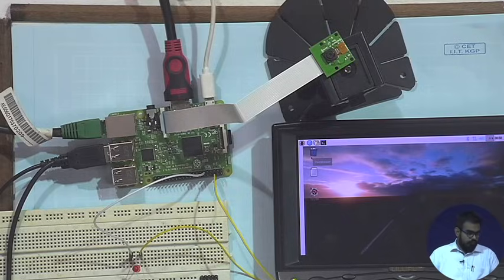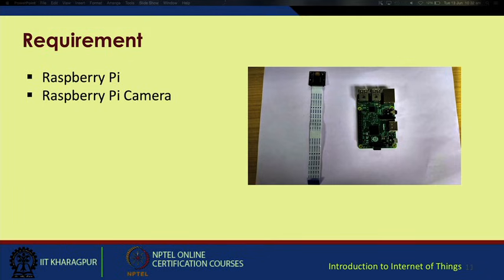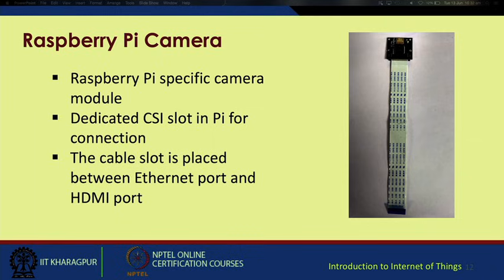Okay. Prior to this, we'll cover the basics of the camera. So, you'll need a Pi cam and a Raspberry Pi. Your Raspberry Pi specific camera module connects to a dedicated CSI slot on the Raspberry Pi, and the cable slot is placed between the Ethernet port and the HDMI port. I told you before, at the end of the ribbon cable you will find a blue tag, and that has to be placed facing towards the Ethernet port.